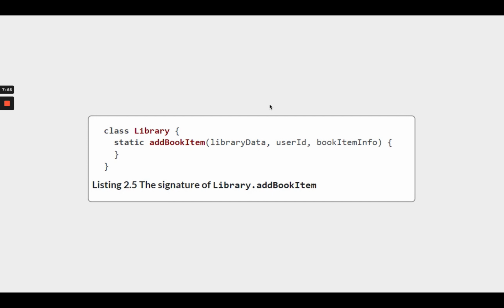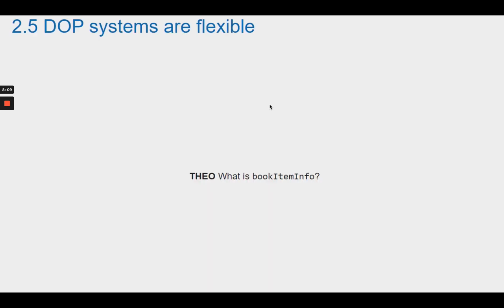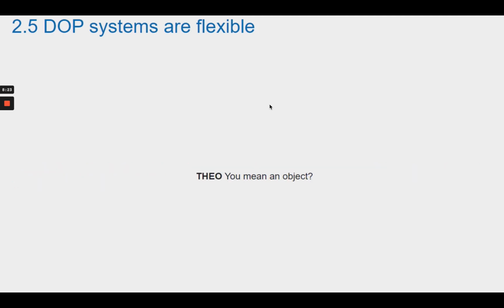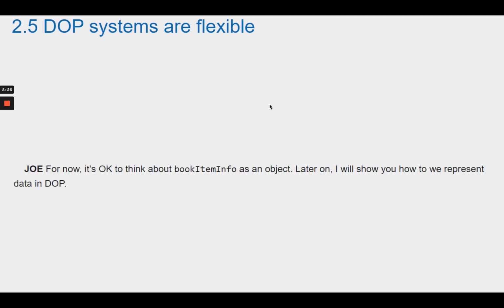Theo starts coding addBookItem. He looks at the signature of library.addBookItem, and the meaning of the third argument, bookItemInfo, isn't clear to him. He asks Joe for clarification. Theo: What is bookItemInfo? Joe: Let's call it the book item information. Imagine we have a way to represent this information in a data entity named bookItemInfo. Theo: You mean an object? Joe: For now, it's okay to think about bookItemInfo as an object. Later on, I will show you how we represent data in DOP.